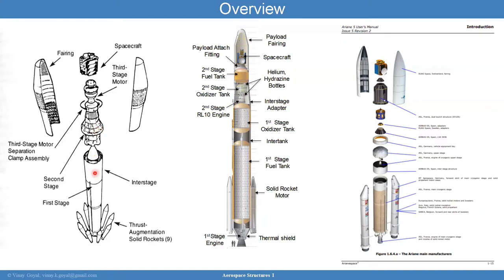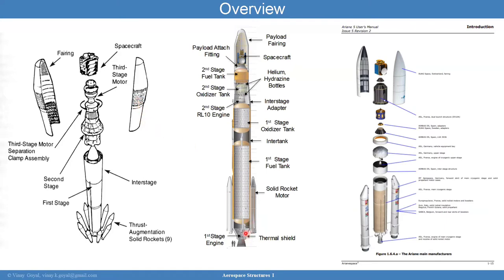Here on the left-hand side, you can see that you have the first stage, the second stage, and then a third stage. And how many stages you want to have depends on the design and the parameters of orbit insertion, how much weight you want to carry, and so forth.